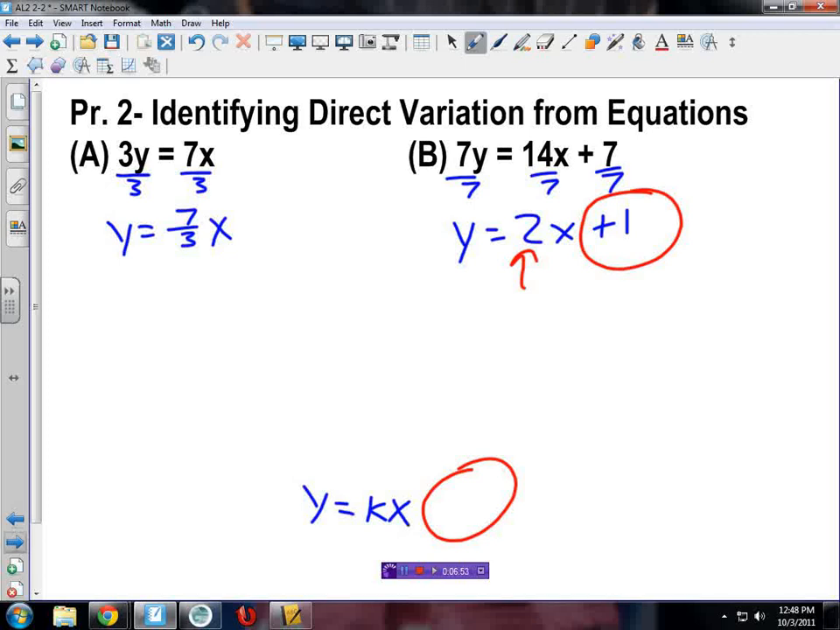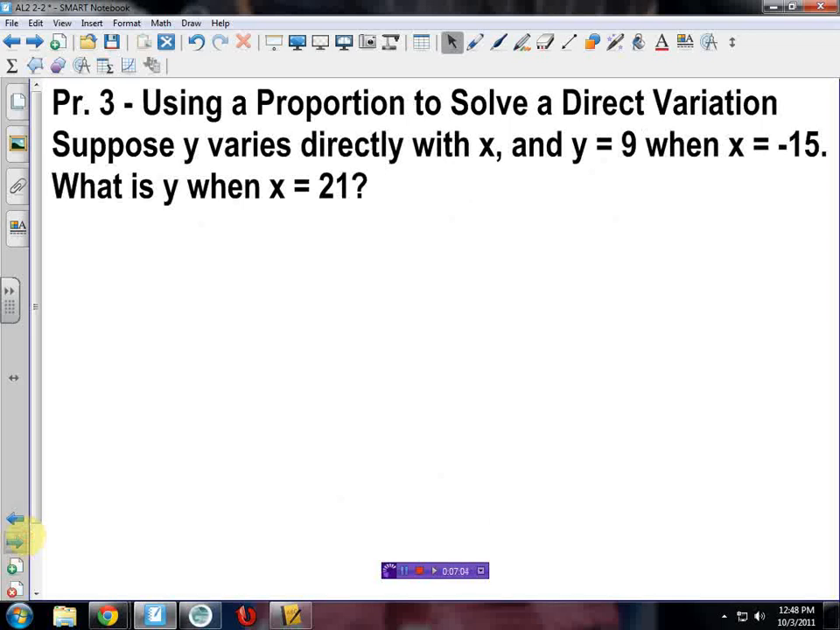So A is a direct variation, yes, and B is not. All right, so we're going to use proportions to solve some direct variations.